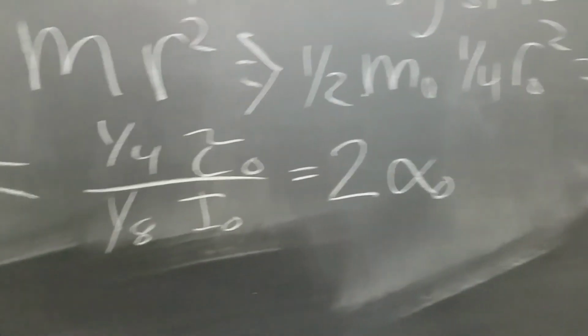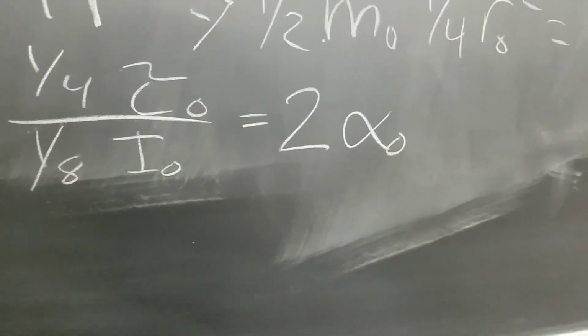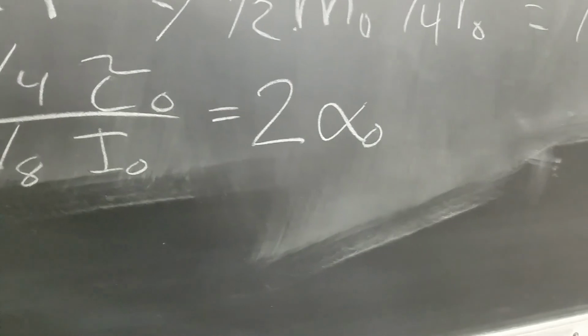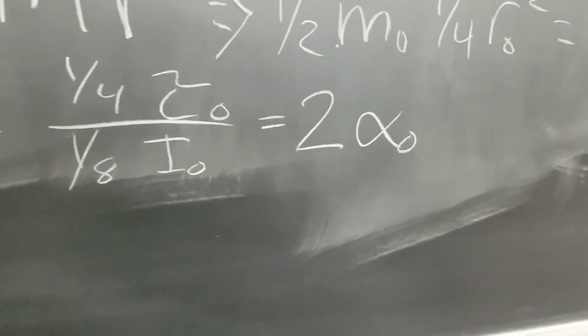So I hope that this shows that if we have a meter stick with half the mass and half the length of the original meter stick, the angular acceleration will be twice that of the original meter stick.